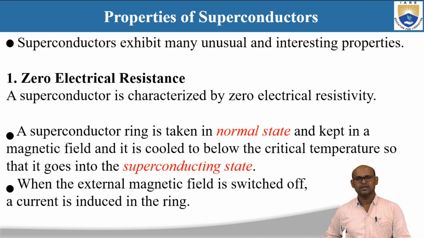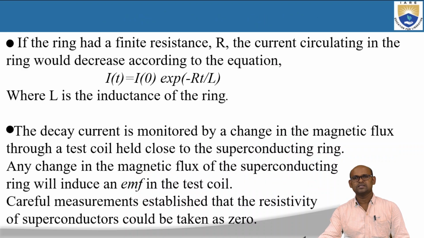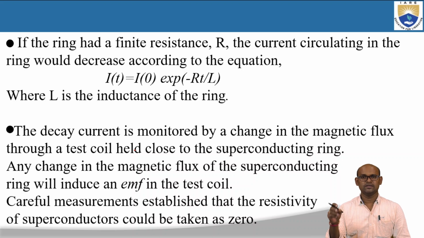When the external magnetic field is switched off, there is a current induced in the ring. Because there is no resistance in the superconducting state, this induced current will flow forever. We can find out whether there is resistance by taking a test coil close to the ring. If there is any change in the current, there will be a change in the magnetic field, and we will find a current in the test coil.